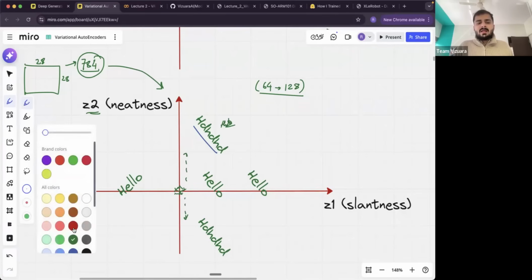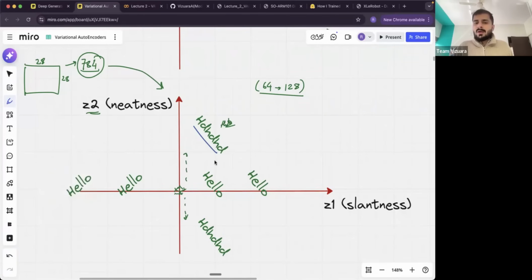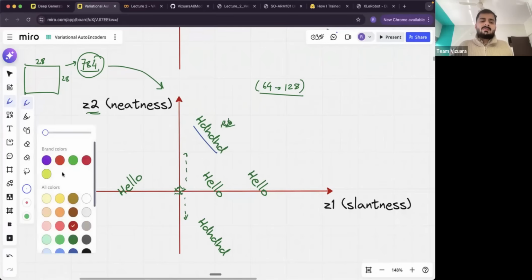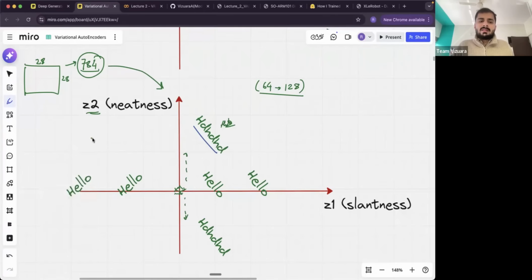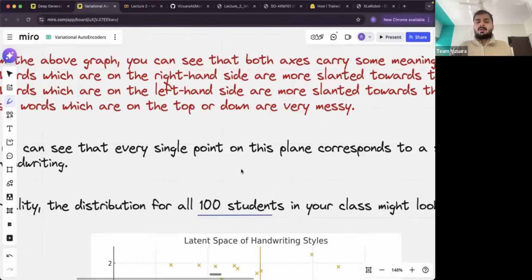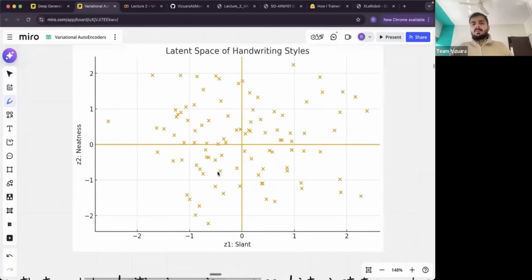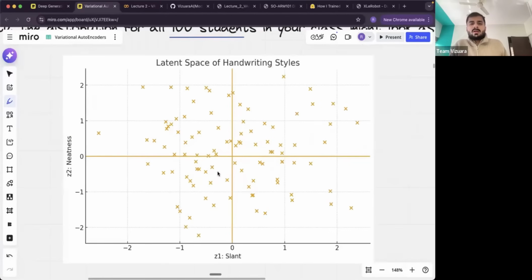And every single student, let's say the student Rohan, which we said, every student can be mapped to one specific point in this latent space. So for example, this is Rohan. So this is one student, then this is another student, this is another student. Like this, you create a mapping for 1,000 students, which probably looks something like this. All the students in your class can be mapped into this latent space of handwriting styles with 2 dimensions.